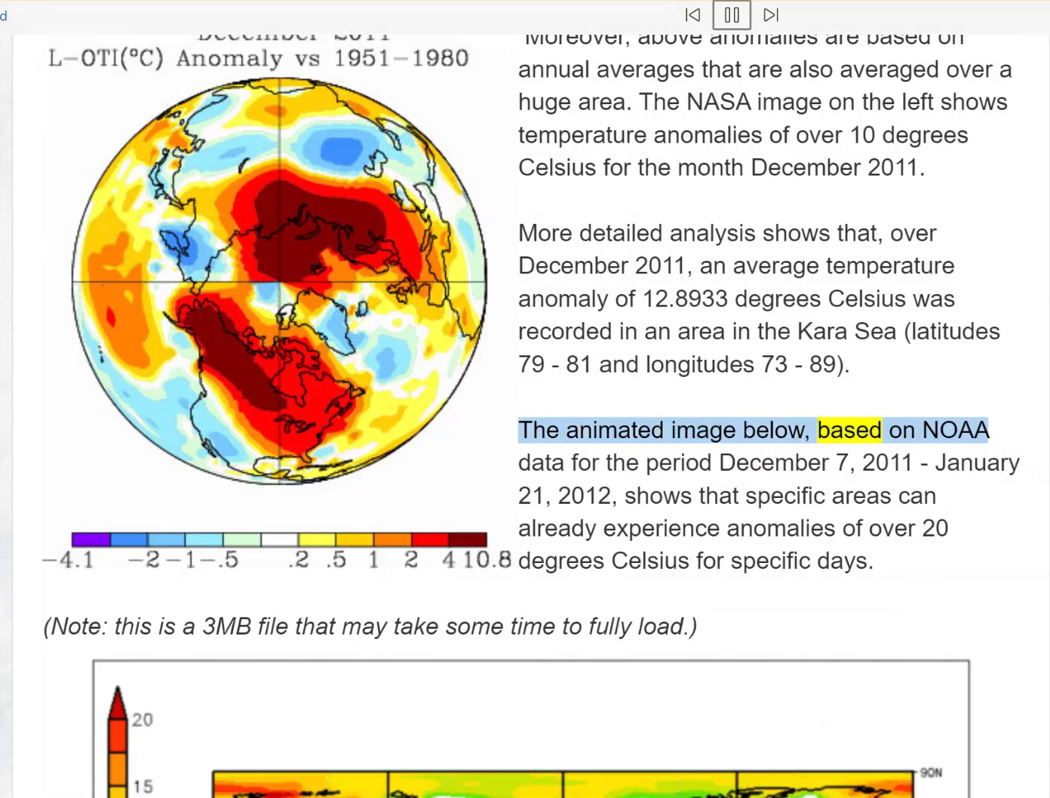The animated image below, based on NOAA data for the period December 7, 2011 to January 21, 2012, shows that specific areas can already experience anomalies of over 20 degrees Celsius for specific days. Note, this is a 3 megabyte file that may take some time to fully load.